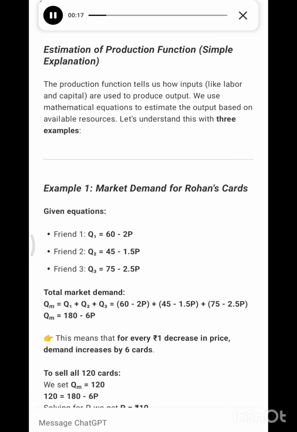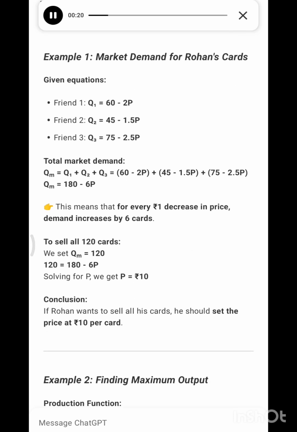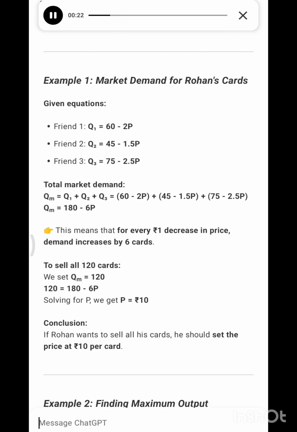Example 1. Market demand for Rohan's cards. Given equations, friend 1, Q1 equals 60 minus 2p. Friend 2, Q2 equals 45 minus 1.5p. Friend 3, Q3 equals 75 minus 2.5p. Total market demand, Q equals Q1 plus Q2 plus Q3 equals 60 minus 2p plus 45 minus 1.5p plus 75 minus 2.5p equals 180 minus 6p. This means that for every 1 decrease in price, demand increases by 6 cards.